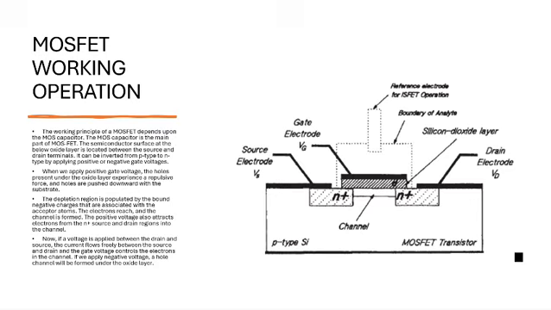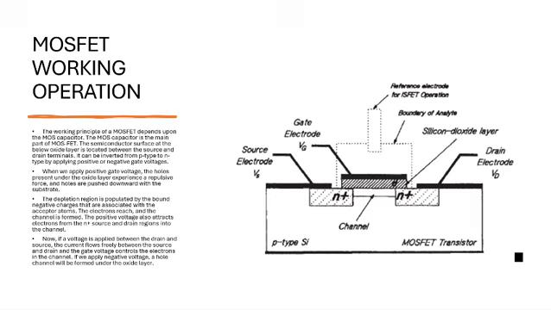MOSFET working operation. The working principle of MOSFET depends upon the MOS capacitor. The MOS capacitor is the main part of the MOSFET. The semiconductor surface below the oxide layer is located between the source and the drain terminals. It can be inverted from P-type to N-type by applying a positive or negative gate voltage.